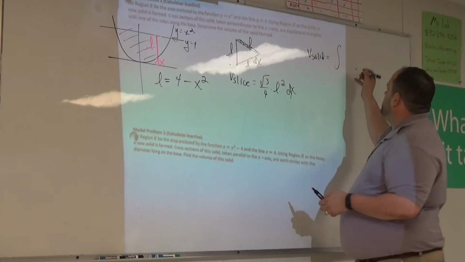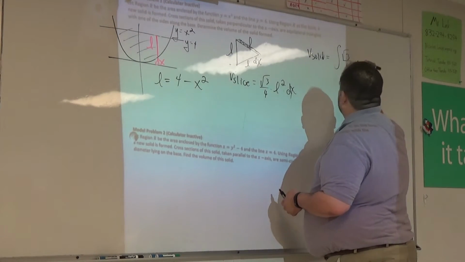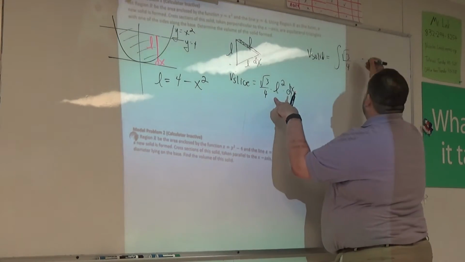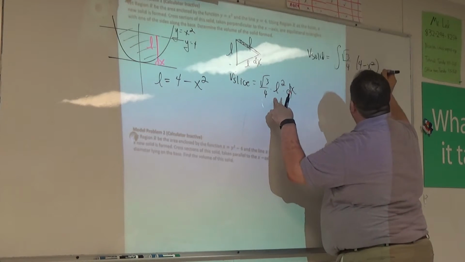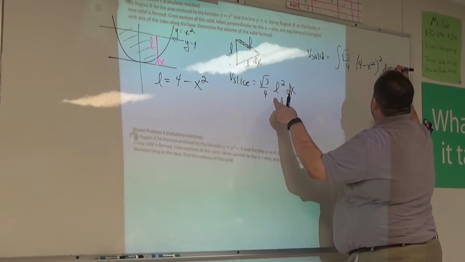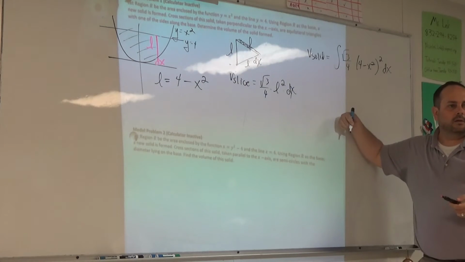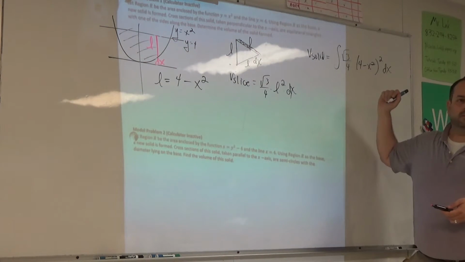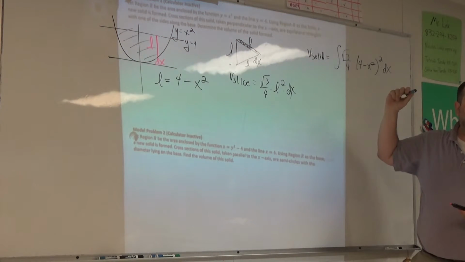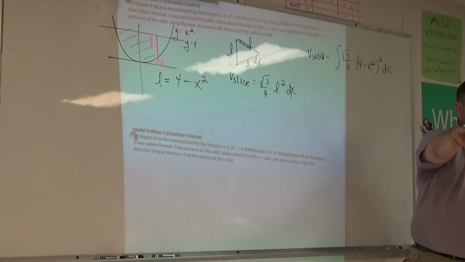Volume of the solid is just going to be the integral of the square root of 3 over 4 times the L that Abraham gave us, (4 minus x squared) squared, dx, from where to where? Negative 2 to 2. I heard 0 to 4. I've heard negative 2 to 2.